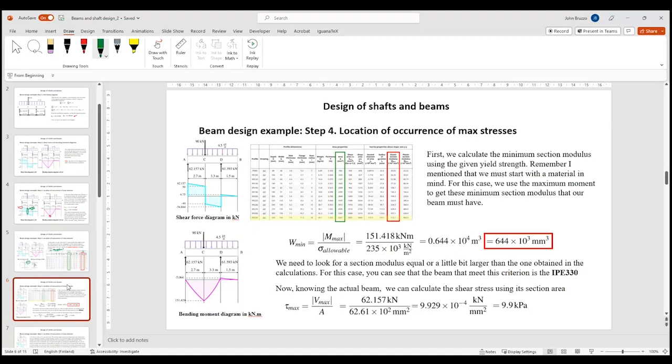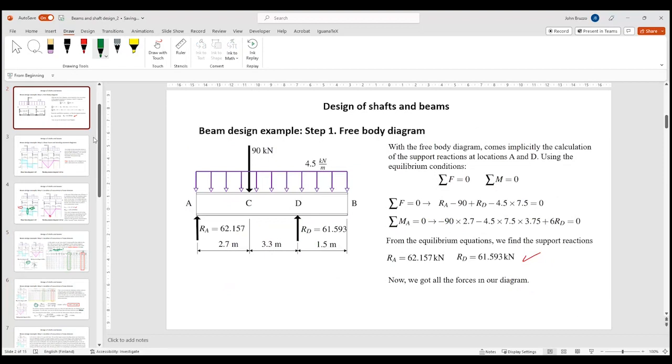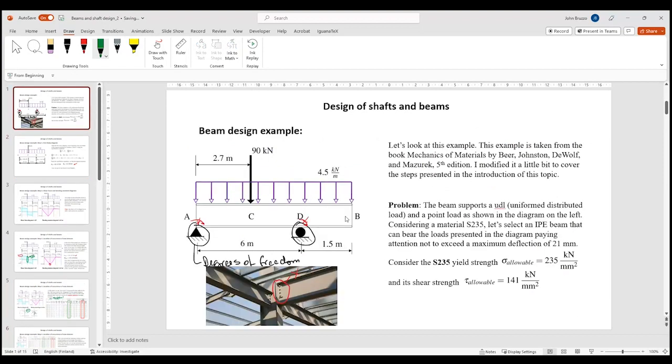Then we have one calculation we need to do, which is to calculate the minimum section modulus we need to have, using the moment we found and the allowable stress, the yield stress of the material, which is presented at the beginning in here, which corresponds to the material of the beam that we are using right now.